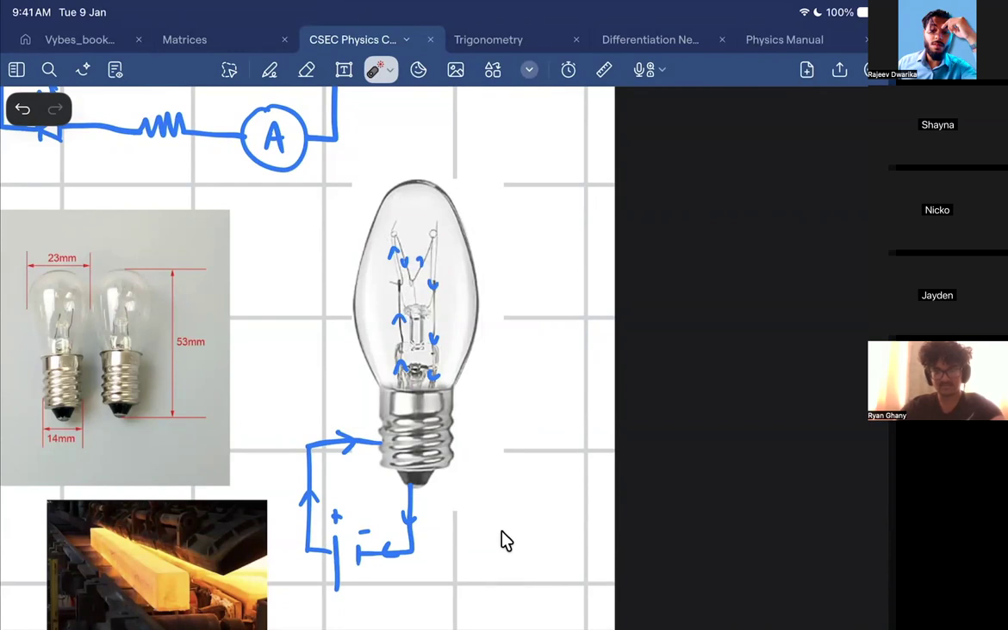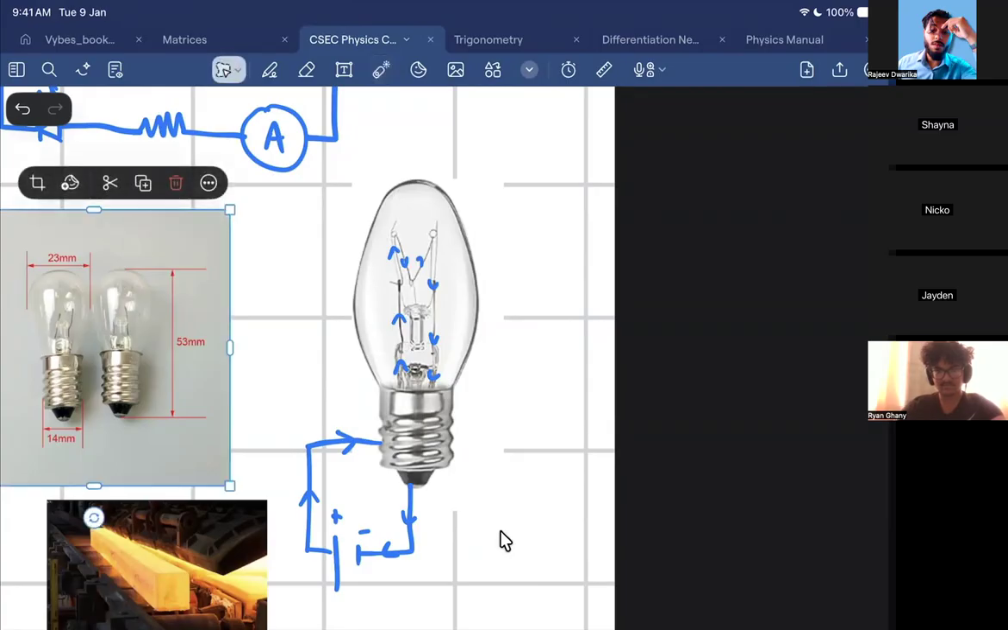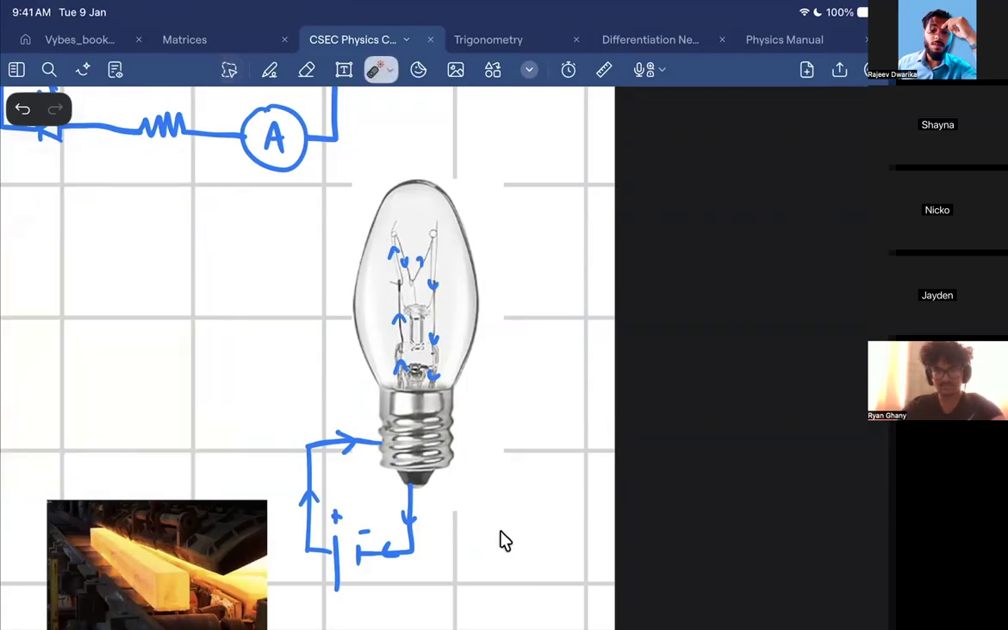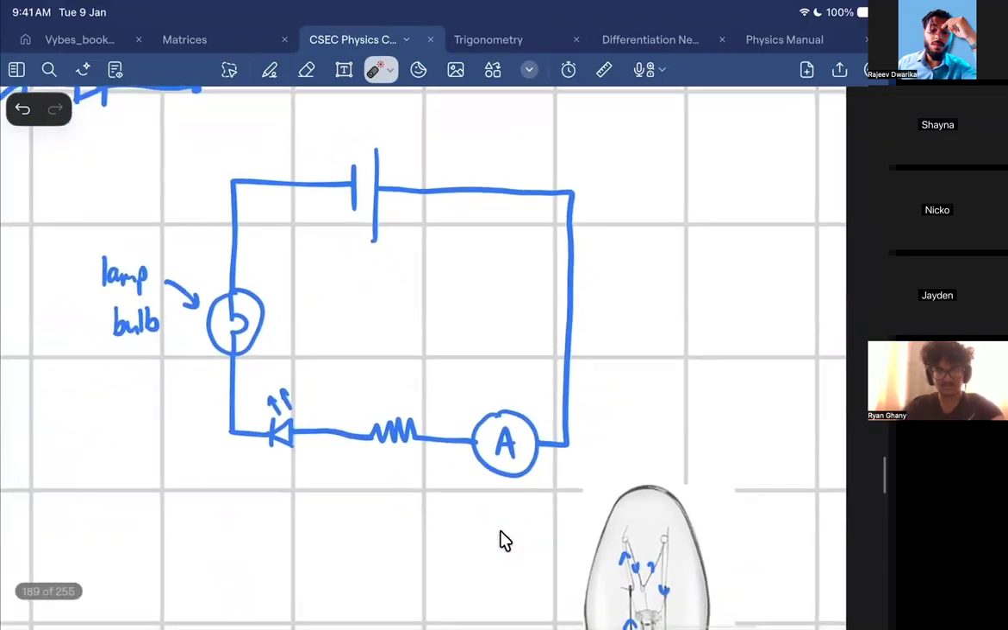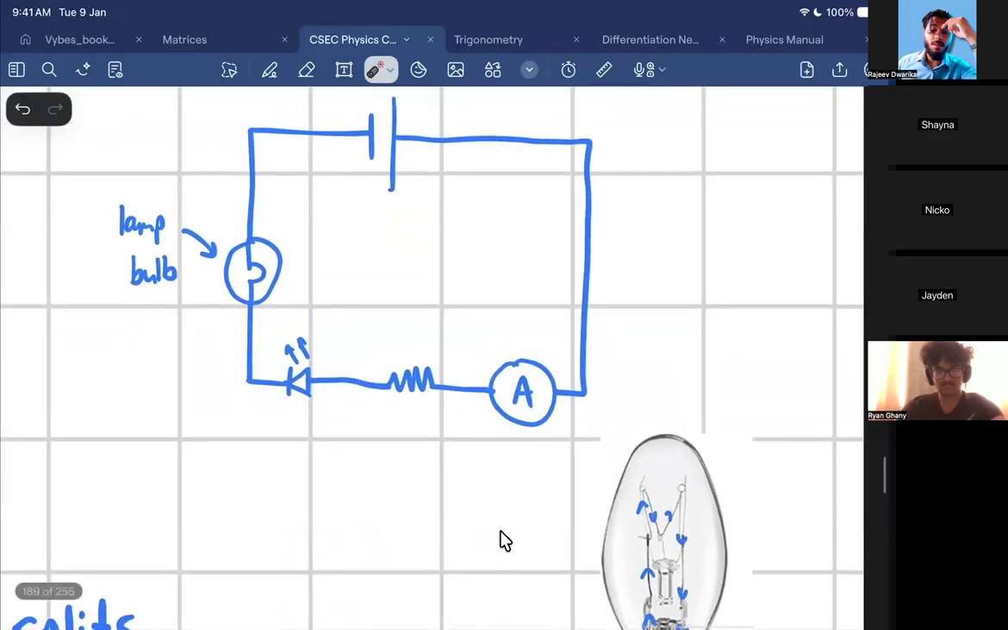Can you say the same thing for an LED though? Yes or no? No. You can't do that. An LED depends on how you hook it up because it's a diode in nature. Anyways, a lamp and an LED are two different things.